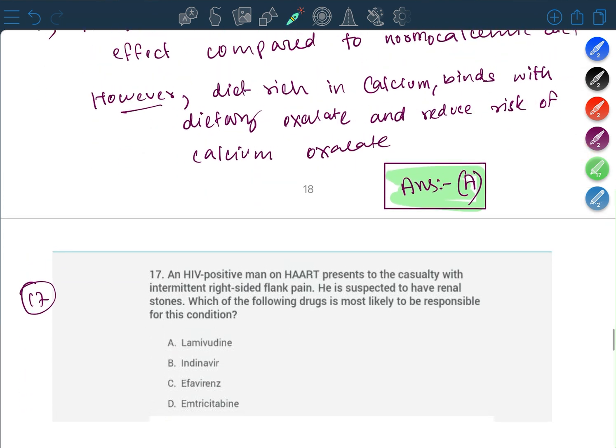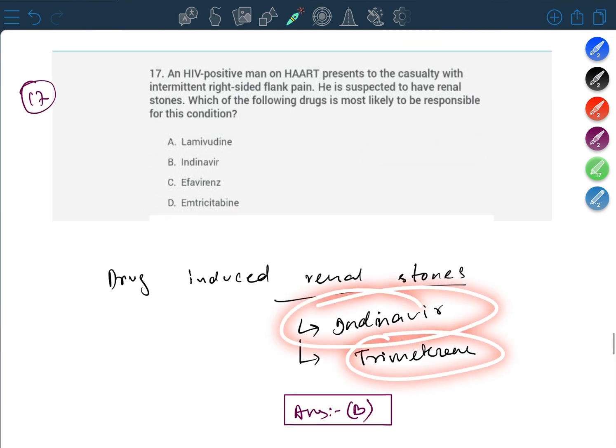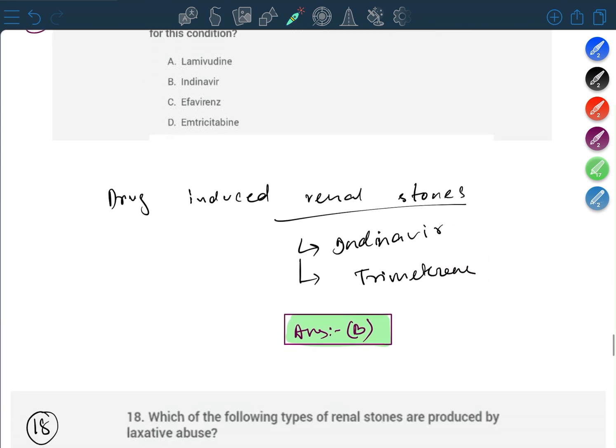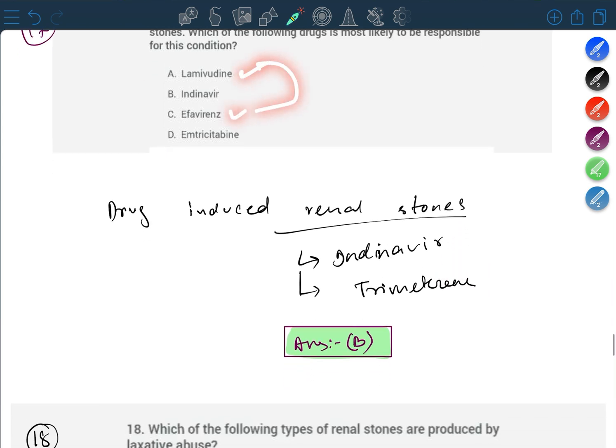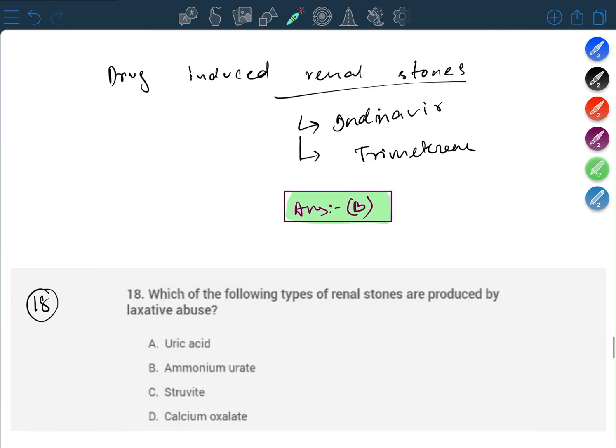Another one-liner. An HIV patient presents to casualty with intermittent right-sided flank pain and is suspected to have a renal stone. Which of the following drugs is most likely responsible for this condition? The answer is indinavir. This is drug induced. Indinavir and triamterene are drug induced renal stones. Lamivudine and efavirenz are given in AIDS treatment, but they are not responsible.